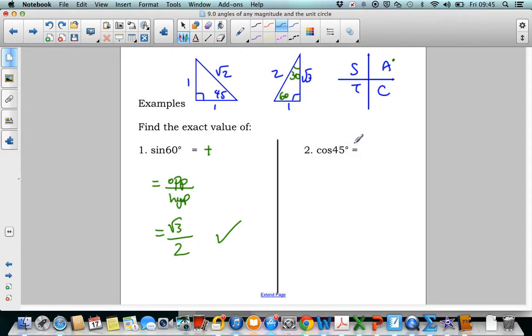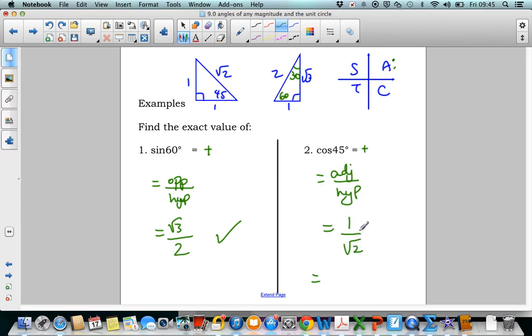Okay, number 2. This time we ask for cosine of 45. So again, we find 45 in our quadrants, and it's here as well. So we also know that the answer is going to be positive. So we use this triangle here. Cos is adjacent over hypotenuse. So if we go from this 45, adjacent is 1, hypotenuse is root 2.